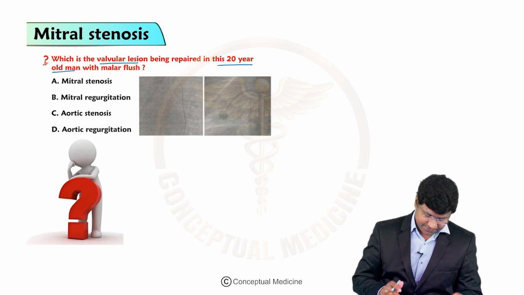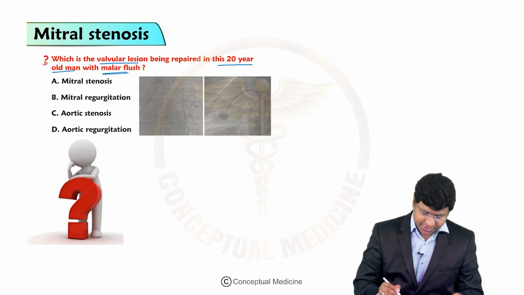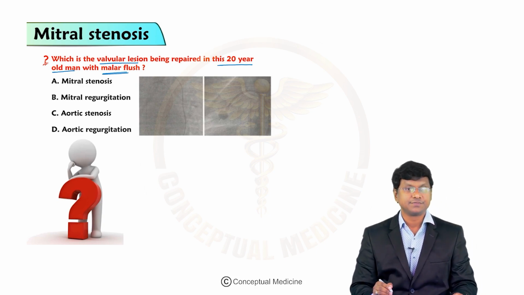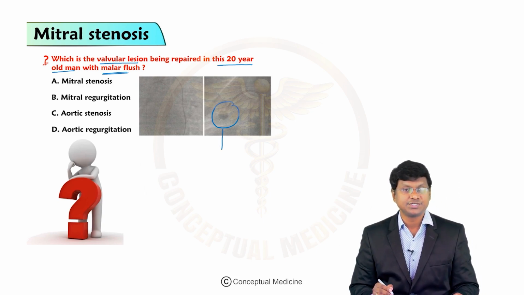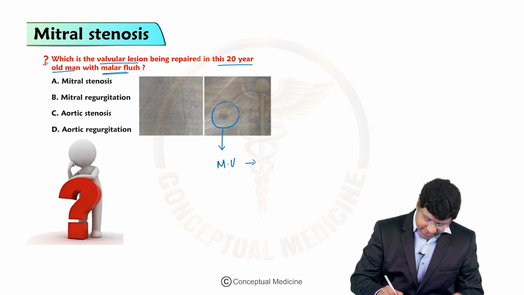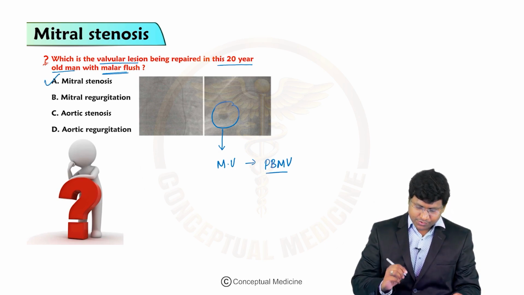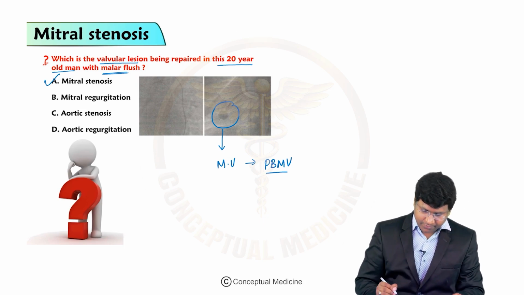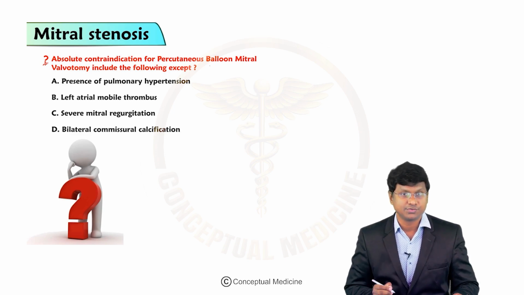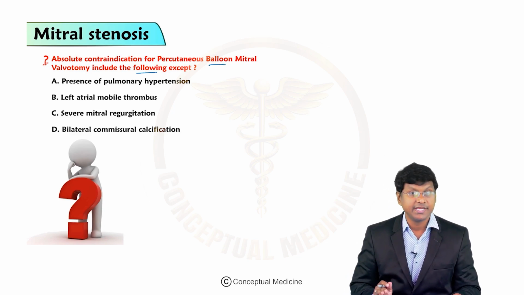Okay, next question. Which is the valvular lesion being repaired in this 20-year-old man with malar flush? Mitral stenosis, mitral regurgitation, aortic stenosis, aortic regurgitation. See, what you are observing here is the mitral valve being repaired by your PBMV, percutaneous balloon mitral valvotomy. So, the valvular lesion which is being repaired by your PBMV will be mitral stenosis. Okay, so the answer is A.